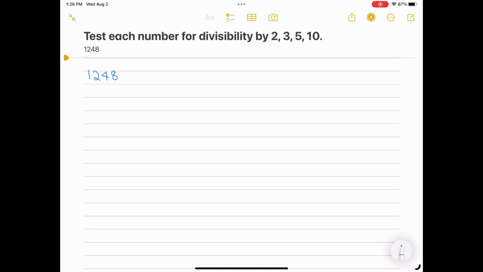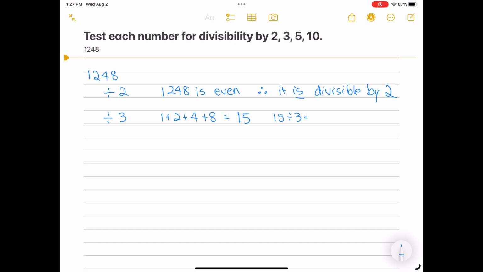Next, we will test 1,248 to see if it's divisible by 2. And since it is an even number, 1,248 is divisible by 2. To see if 1,248 is divisible by 3, we add up its digits, 1 plus 2 plus 4 plus 8, which equals 15. 15 is divisible by 3 because 15 divided by 3 equals 5. Therefore, 1,248 is divisible by 3.